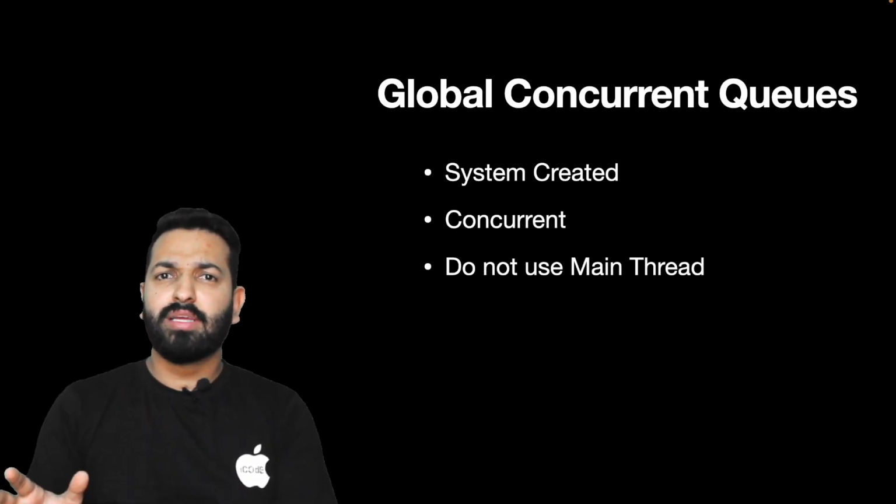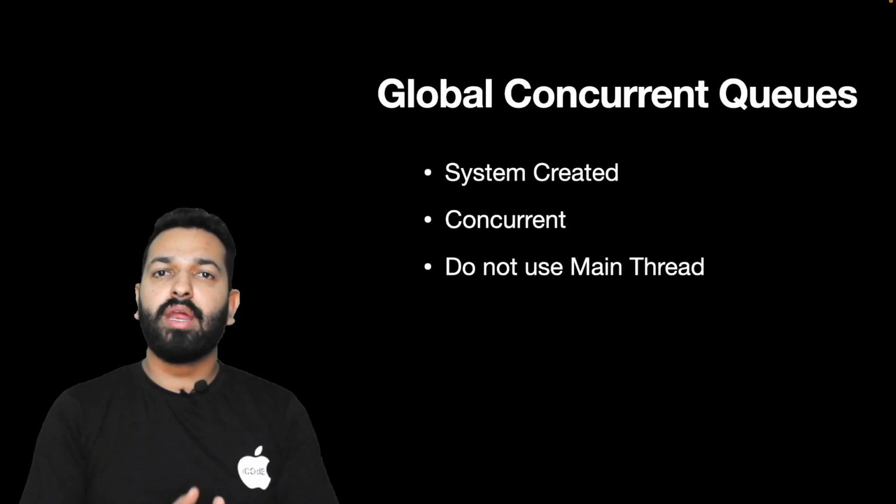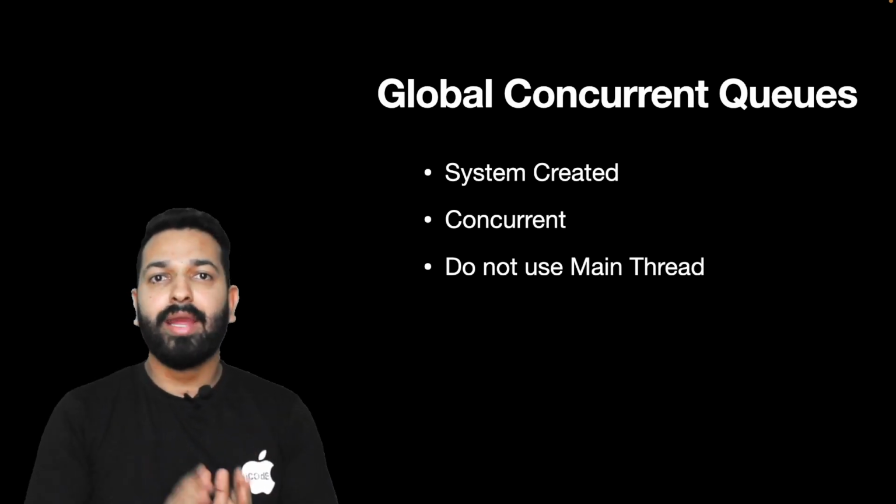We'll see what quality of services are, what user interactive is, and what is the meaning of that. But for now, if you are having any doubt related to the understanding of concurrent queues, that can they use main thread or not, just make it clear that global concurrent queues do not use main thread at all.